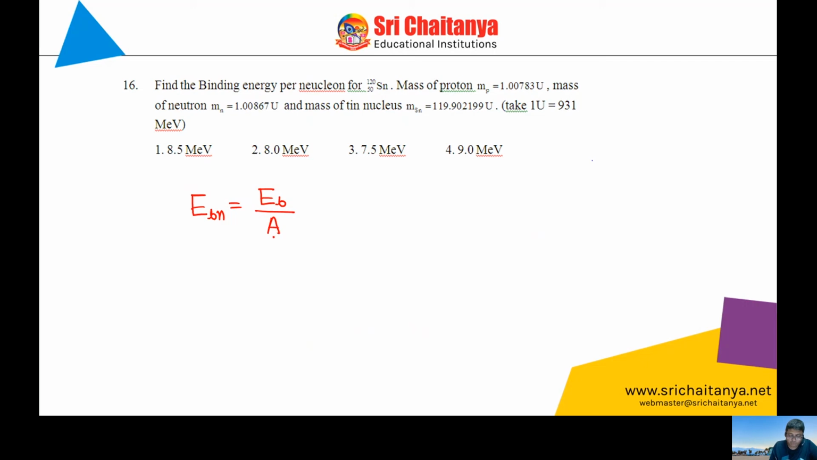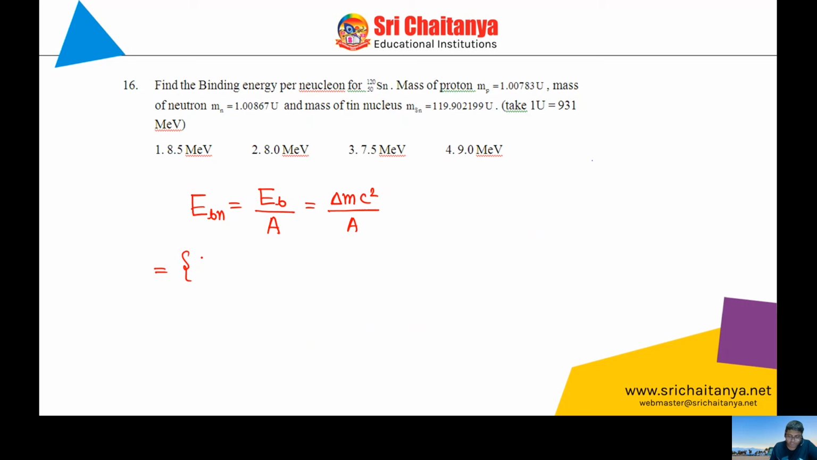So E_B by A, we can say. And how will we find the binding energy of a given nucleus? That would be mass defect times c square, and that divided by its mass number. So we have just to do our calculation. So let's try to find out the mass defect first of all. The mass defect would be nothing but the mass of the constituent nucleons minus the mass of the nucleus itself, and that multiplied with c square.